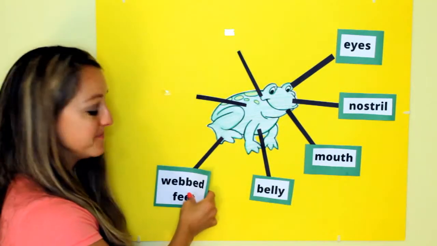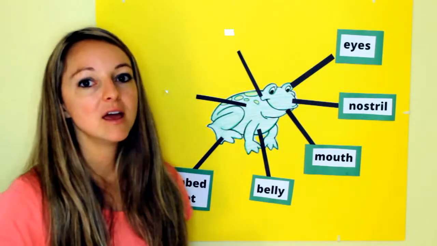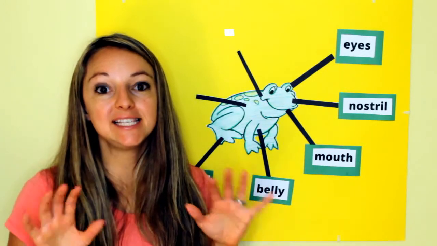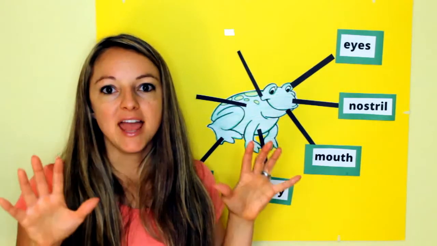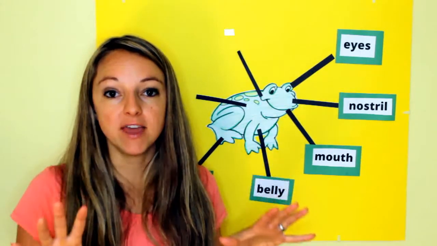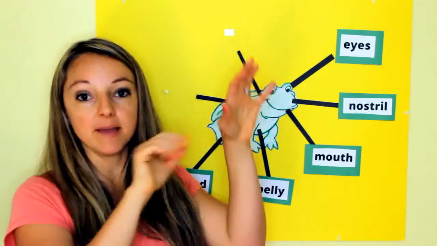The next one are the webbed feet. Some frogs have sticky feet and help them to climb on trees and other things in the environment, and they can stick to it as they climb and walk.